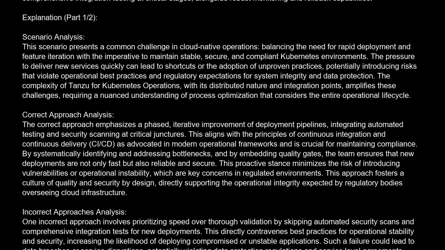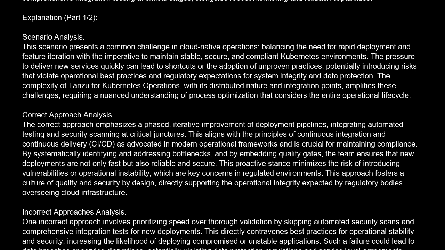Implement a phased approach to pipeline optimization, focusing on integrating automated security scanning and comprehensive integration testing at critical stages, alongside robust monitoring and rollback capabilities. Explanation: scenario analysis. This scenario presents a common challenge in cloud-native operations, balancing the need for rapid deployment and feature iteration with the imperative to maintain stable, secure, and compliant Kubernetes environments.